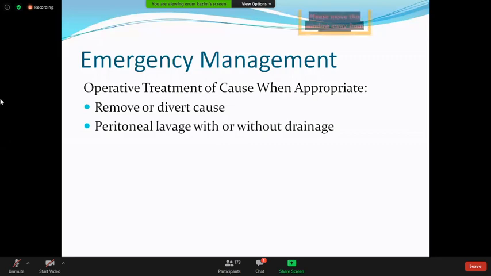Then comes the peritoneal lavage, which is very, very important. We have to remove all the source of the infection and do the lavage till the seropurulent fluid is removed. Then it depends on the surgeon's choice whether to go for drainage or not. But if there is a need to place drain tubes, then yes, we should go for the drainage.